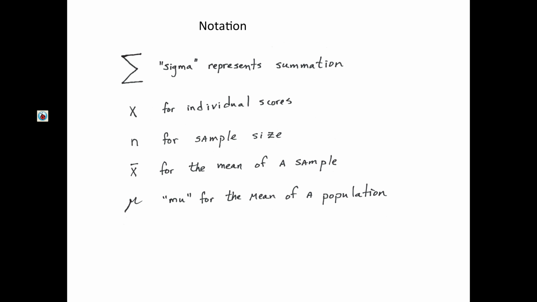Next, there's a little bit of notation, and I went ahead and wrote it out by hand. The first one is sigma, that's from the Greek alphabet. So that's sigma, but in math we use it for sum or summation, adding things up. Individual scores are going to be represented by x. N is always going to be the sample size.